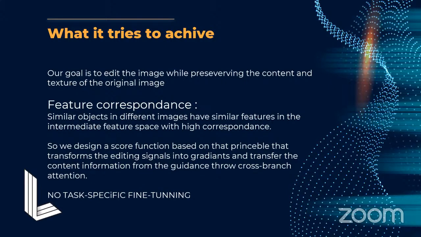So we design a score function, a loss function, based on that principle to transform the editing signal into gradients, and then transfer the content information from the guidance branch to the generation branch through cross-branch attention. It's also worth mentioning that all the editing and diffusion process is dependent only on the feature correspondence of the image itself in the model, so it doesn't require any task-specific fine-tuning or extra training.